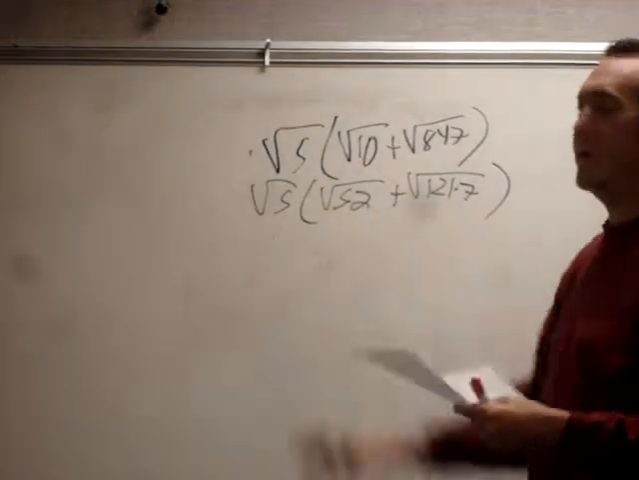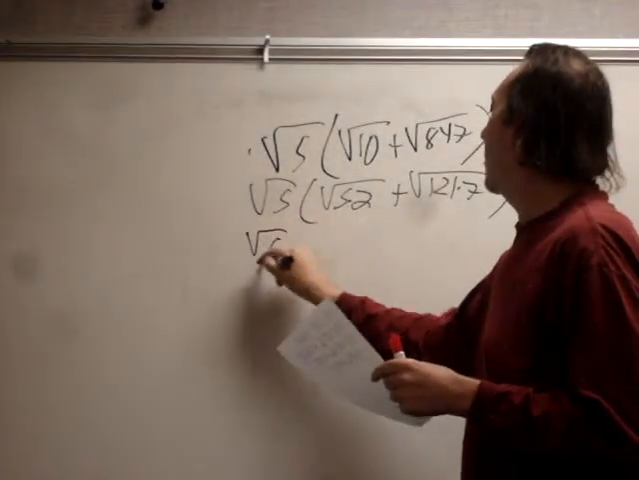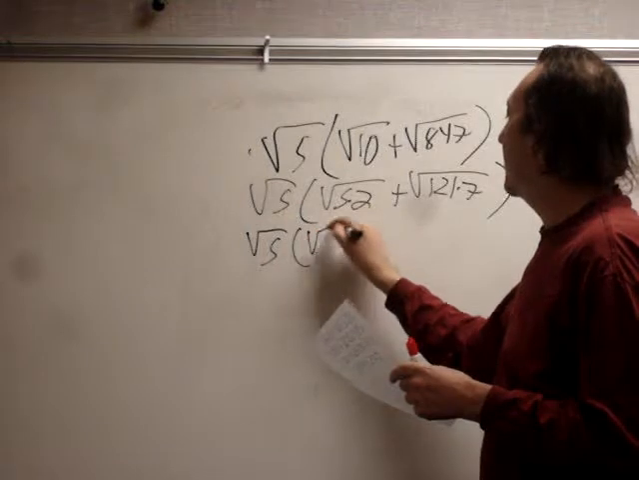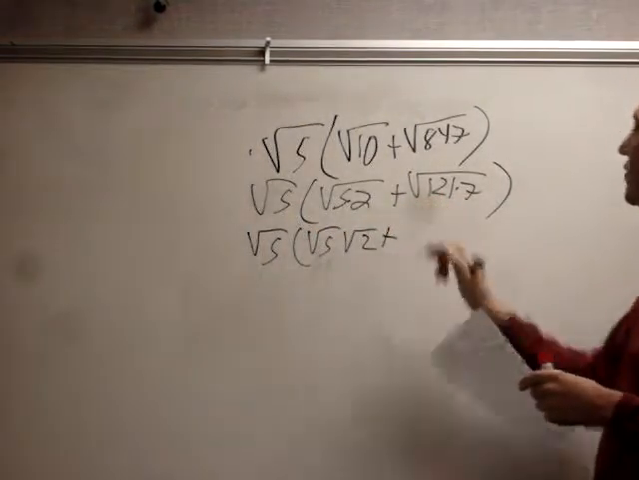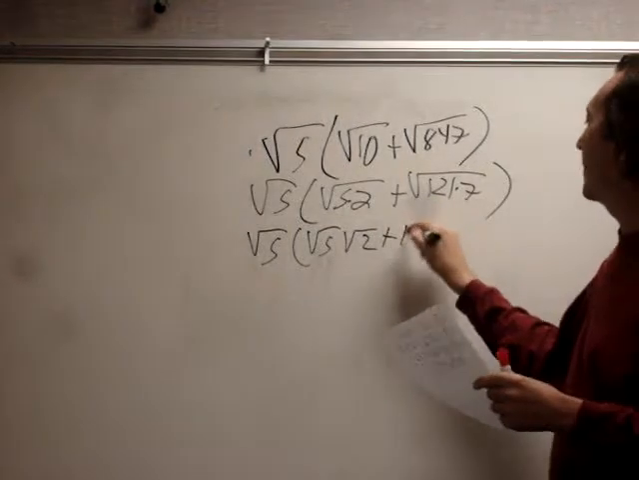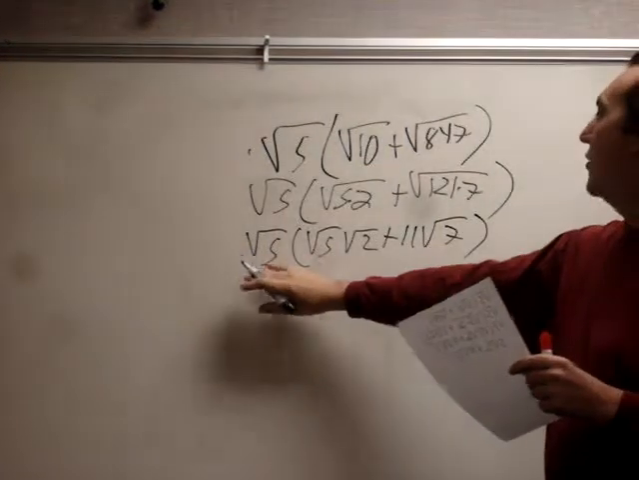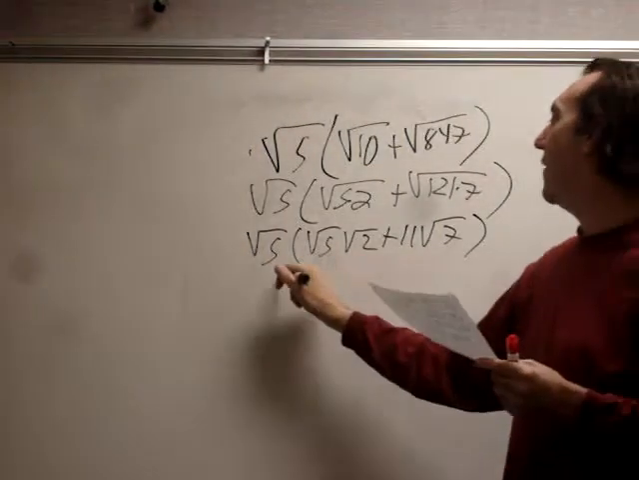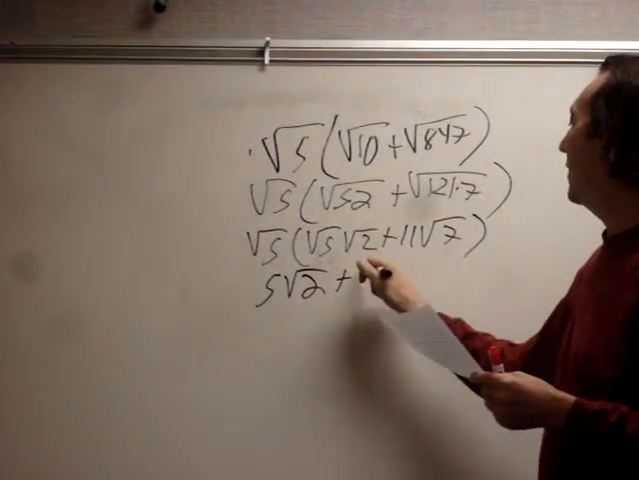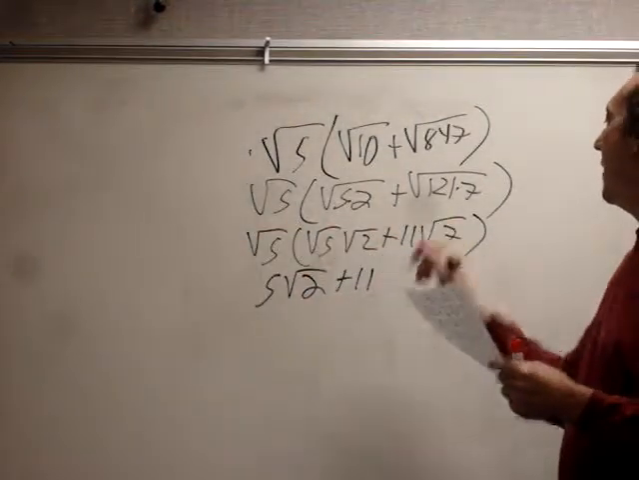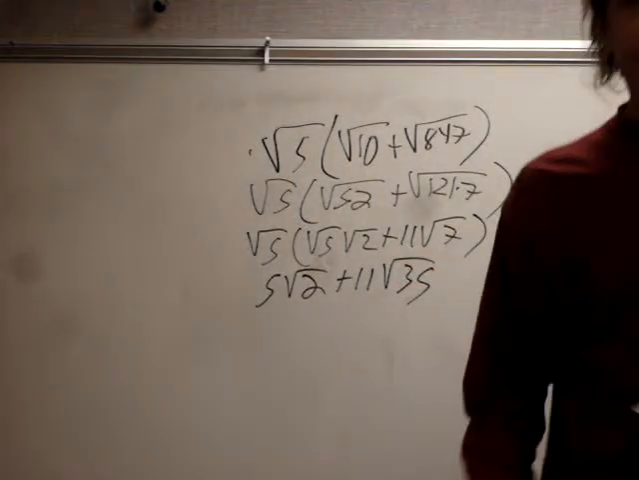And then I'm going to break it up into another step to show a little bit more. I'm going to keep square root of 5. I'm going to change this to be square root of 5, square root of 2 plus. I'm going to take the square root of 121, which is 11. We still have square root of 7. So now I can do square root of 5 times square root of 5 is 5. And we're left with square root of 2. And here we have plus 11. Square root of 5 times square root of 7 is square root of 35.